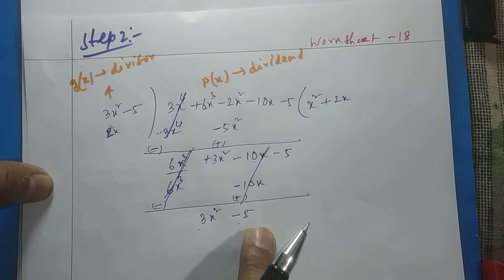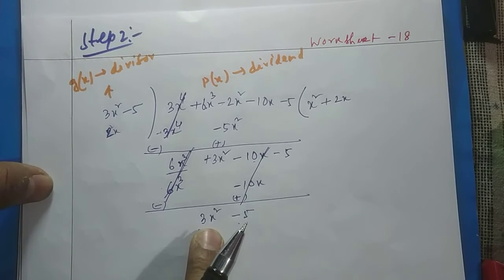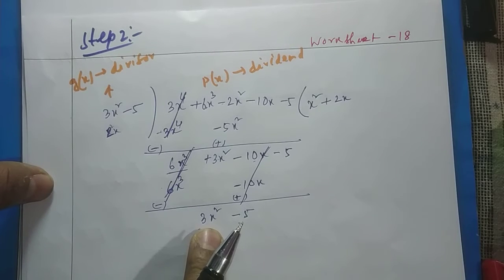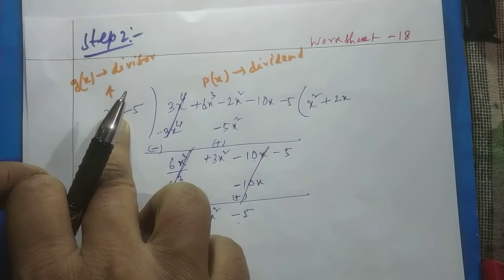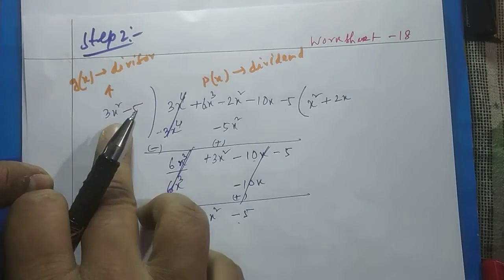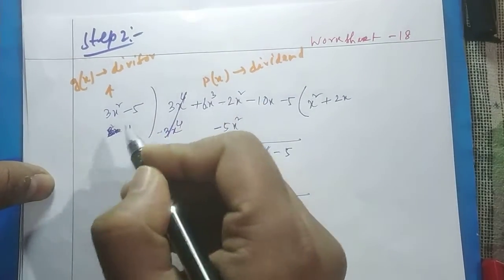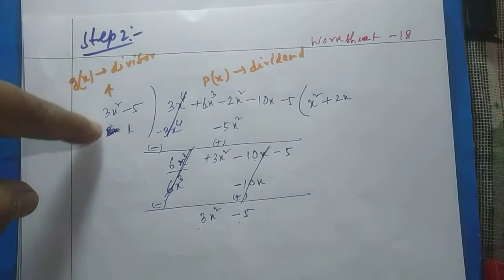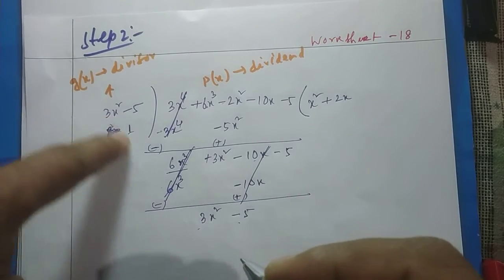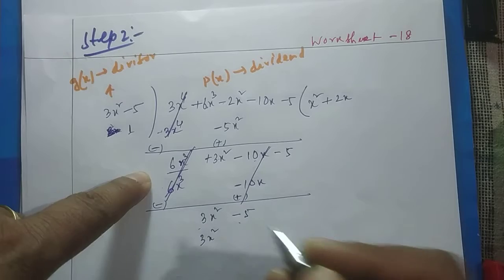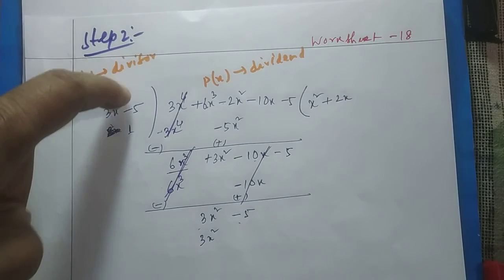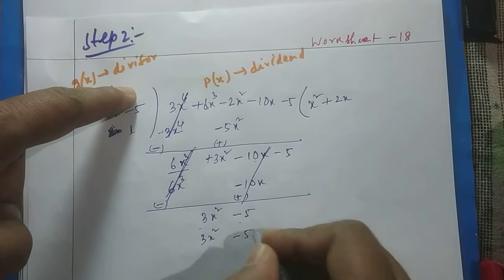3x square minus 5. Look at the first term, 3x square. It is to be cancelled, and also it is same. That means we have to multiply the divisor with 1 in this case. Now it becomes 3x square into 1, 3x square. We are getting same term. 1 into minus 5, minus 5.